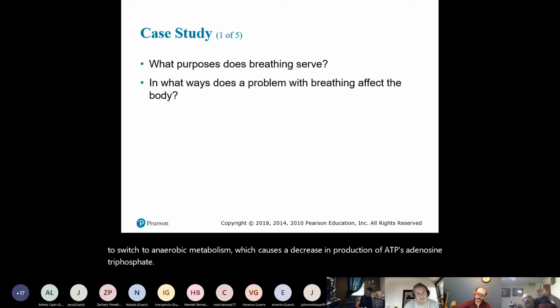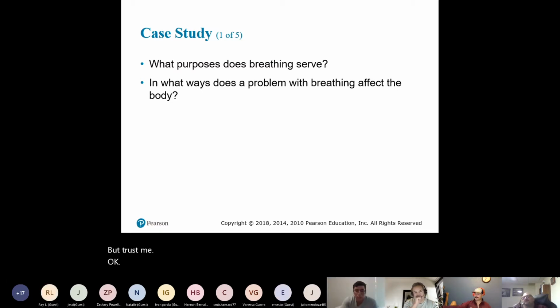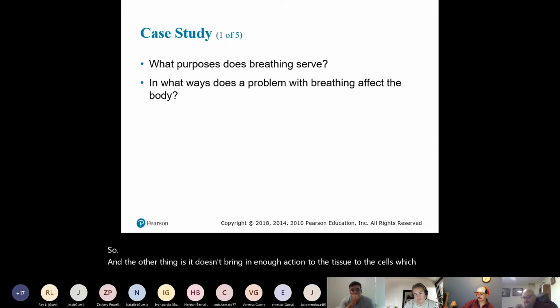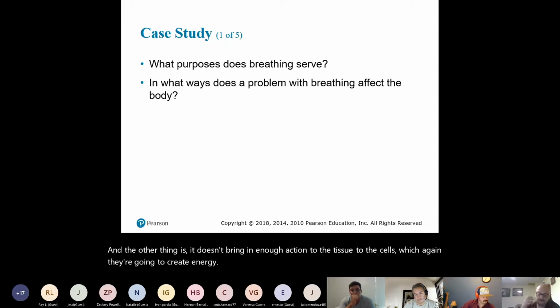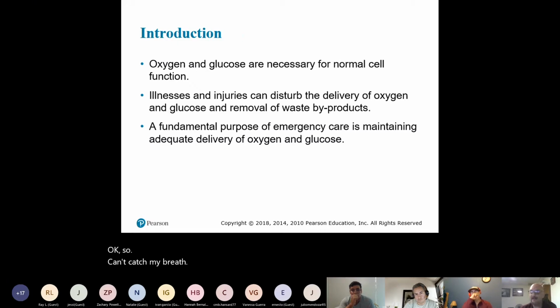I know you guys are like, whoa, wait, what? But trust me. And the other thing is it doesn't bring in enough oxygen to the tissue, to the cells, which again, they're going to use to create energy. I can't catch my breath. I don't have enough oxygen to allow for normal cell function.